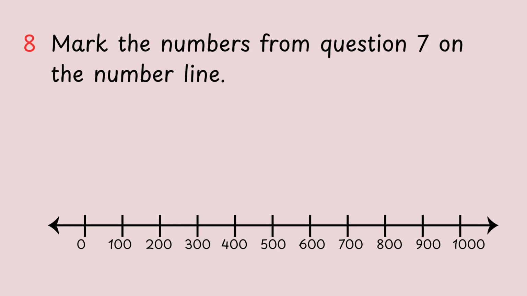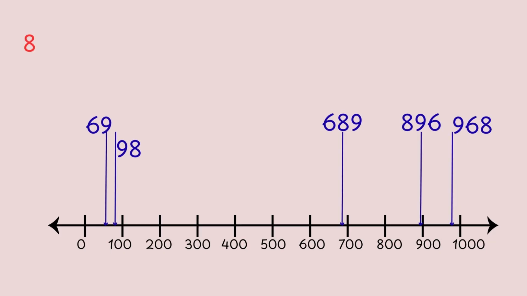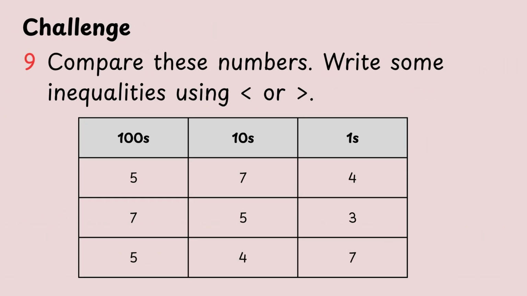Question 8. Mark the numbers from question 7 on the number line. So we can see the number line starts from 0 and goes all the way up to 1000. So we have to use the numbers from question 7, 968, 689, 98, 96, and 896 to mark on the number line. This is the answer. Challenge. Question number 9. Compare these numbers.